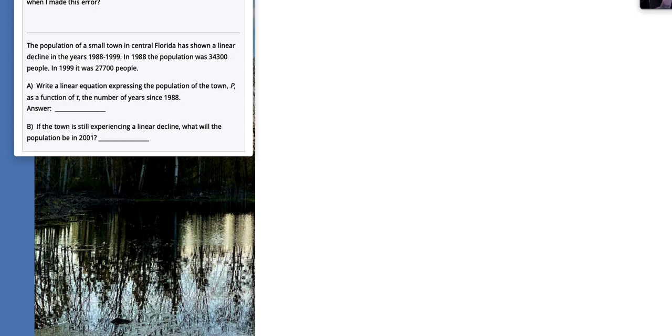Okay, let's see. For this one, we have the population of a small town in Central Florida that has shown a linear decline in the years 1988 to 1999. In 1988, the population was 34,300. In 1999, it was 27,700 people. Okay, so we just need to write a linear equation expressing the population of the town P as a function of time T, where T is the number of years since 1988.